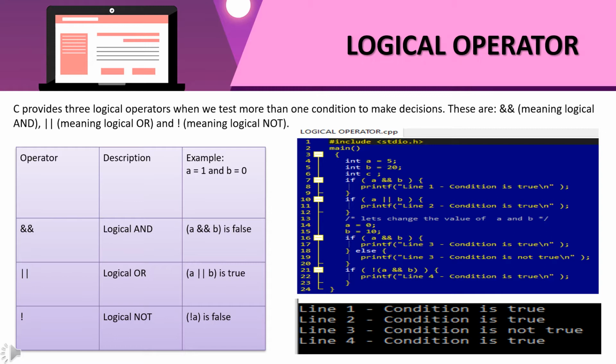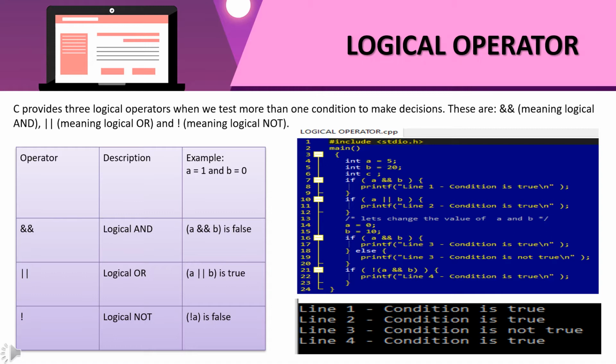Let us take an example, that is A equal to 1 and B equal to 0. So A logical AND B gives us false, and A logical OR B gives the result true, and logical NOT of A gives us a false result.